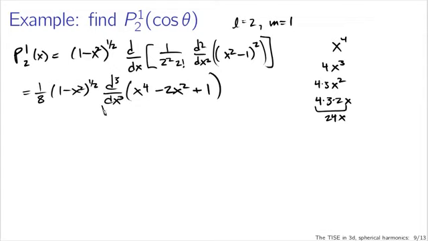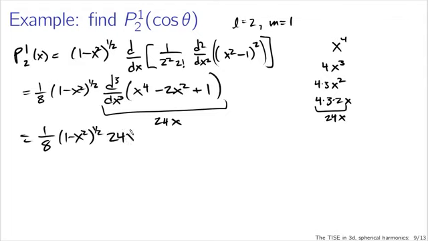So 24x is what I get here. So I'm left with 1/8, 1 minus x squared to the 1/2 times 24x. 24 divided by 8 is 3. And if I go back and think of what I want here, it is P subscript 2 superscript 1 of cosine theta, I can evaluate this at cosine theta.